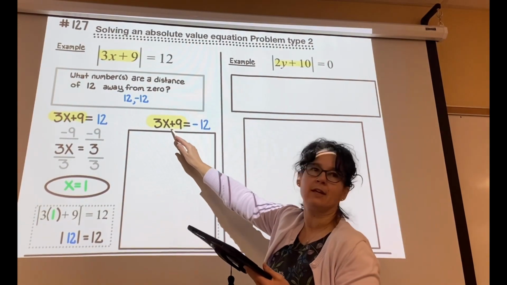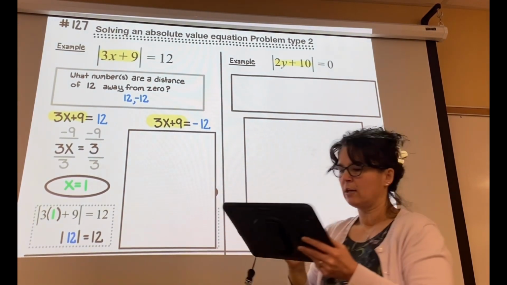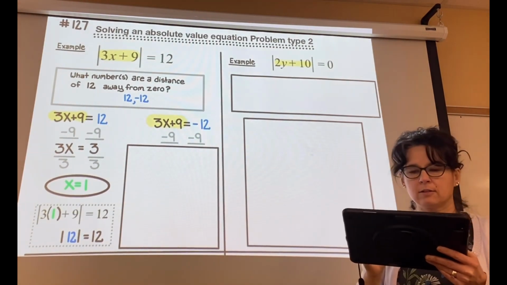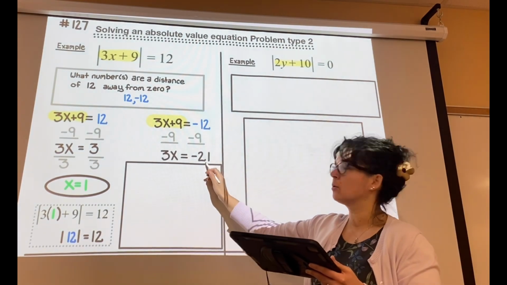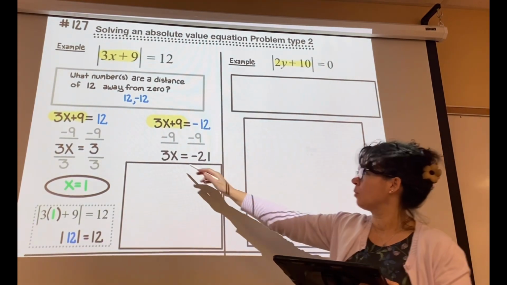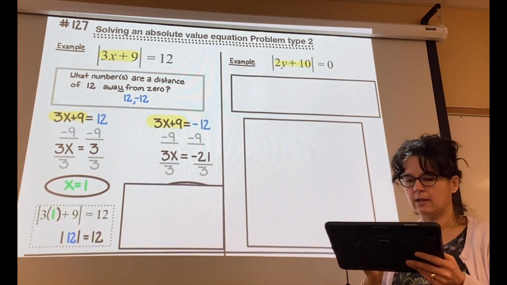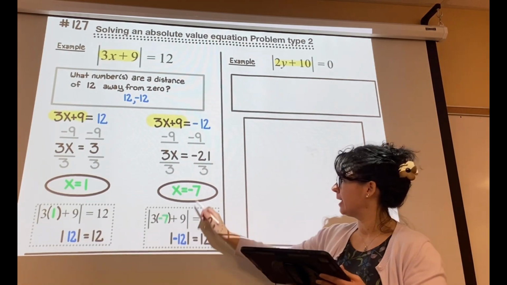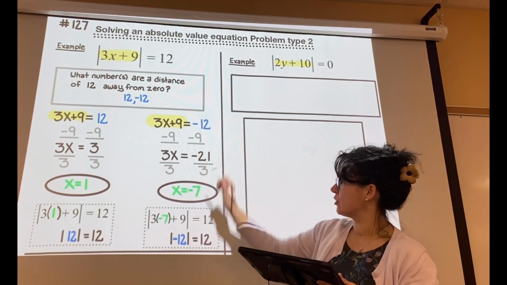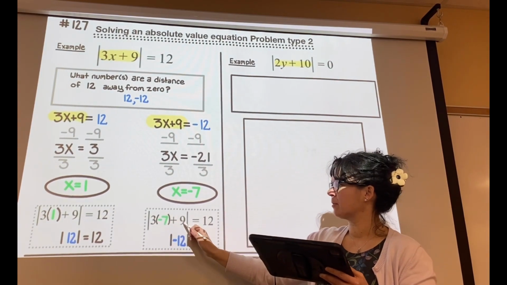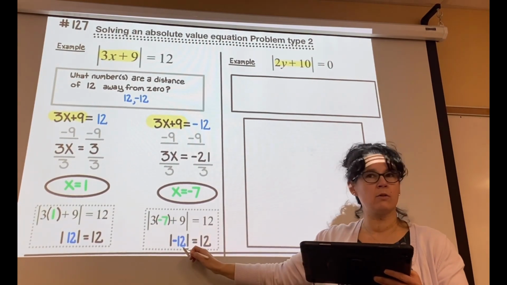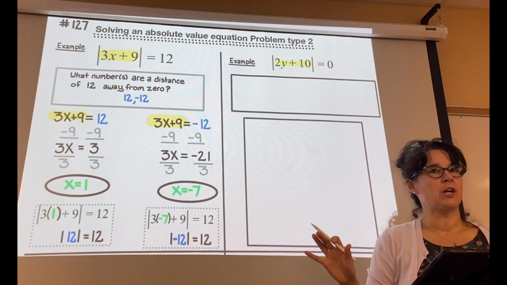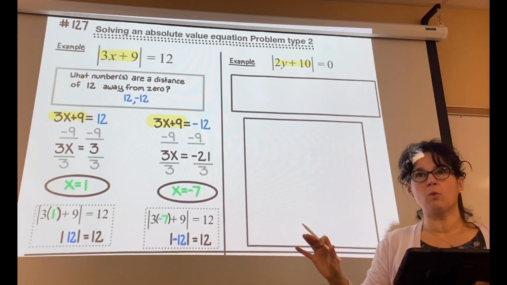Okay, then we want to make the yellow equal to negative 12. So let's find the x that makes that happen. We'll subtract 9 from both sides, and then we'll end up with 3x equals negative 21. Then we'll divide both sides by 3, and I end up with negative 7. If I were to put negative 7 back in the original, I'd have 3 times negative 7 plus 9, which equals negative 12, and the absolute value of negative 12 is 12. You don't have to check your work on these ones. I just wanted to show you what we found.